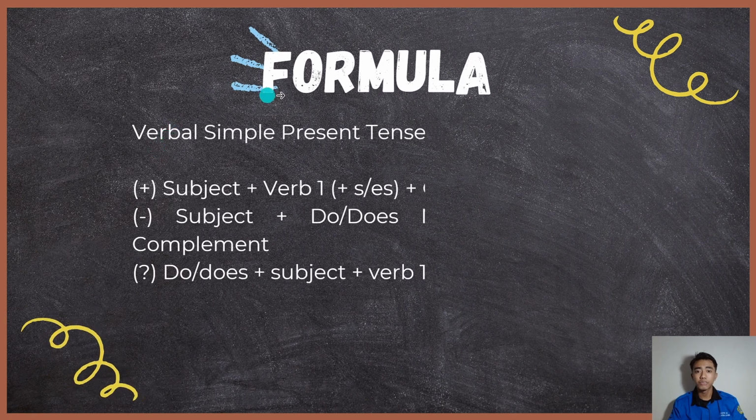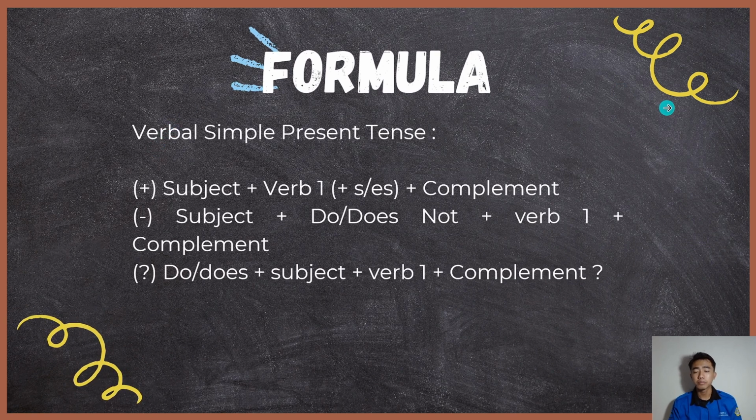Okay, the next formula. Formula verbal simple present tense. Positive: subject plus verb 1 plus s or es plus complement. And then negative: subject plus do or does not plus verb 1 plus complement. Then the interrogative: do or does plus subject plus verb 1 plus complement.